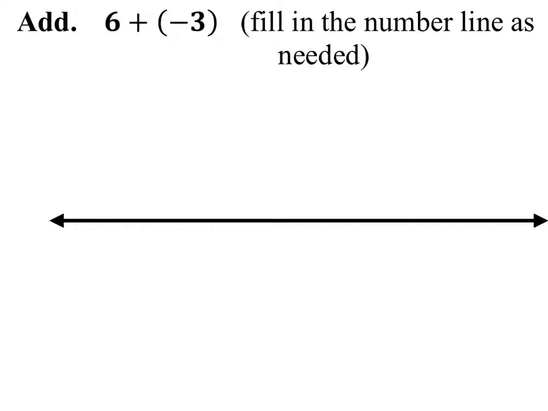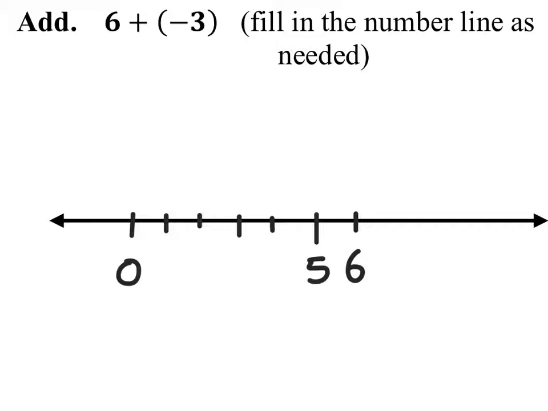So on this next example, it says add 6 plus negative 3. We'll fill in the number line, and that's okay. Now I'm going to put 0 over here. Now it's not always necessary to show 0. I just want to see it so I know where I'm at on the number line. Specifically, we're starting at 6. 4, 5, and then 6 right here.